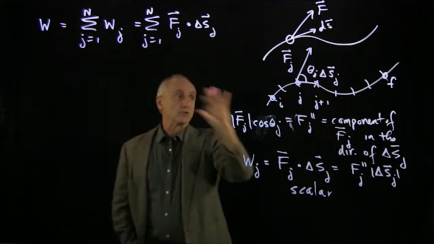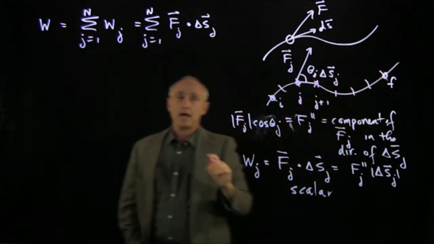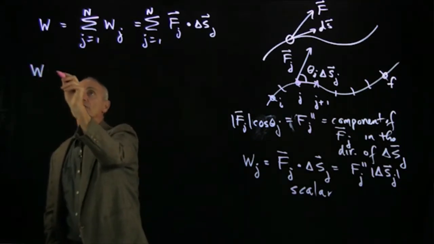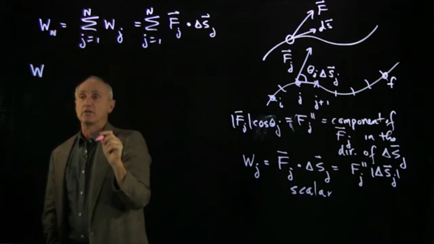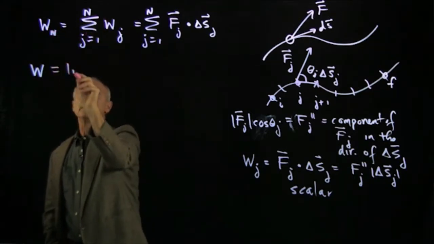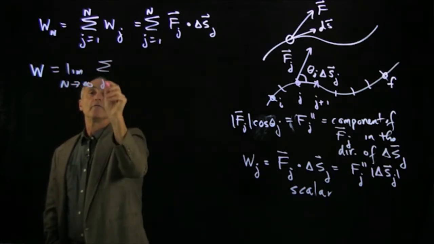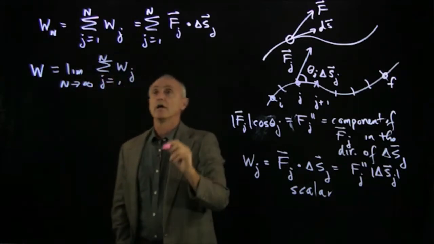However, this answer depends on how fine we broke up this path. And what we've seen many times now is that the actual work that we want, let's write this as W, because it depends on the number of paths n, is the limit as n goes to infinity of this sum of scalar amounts of work.